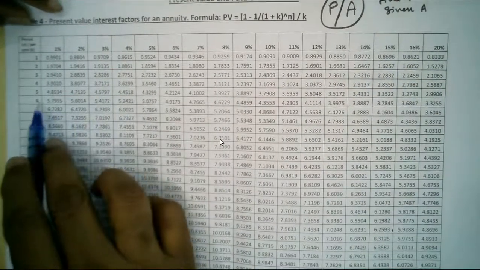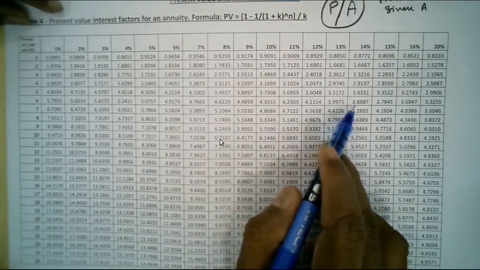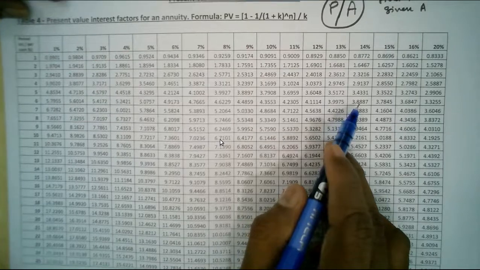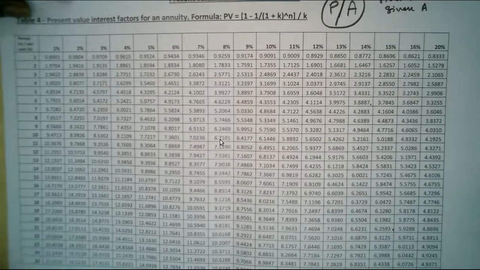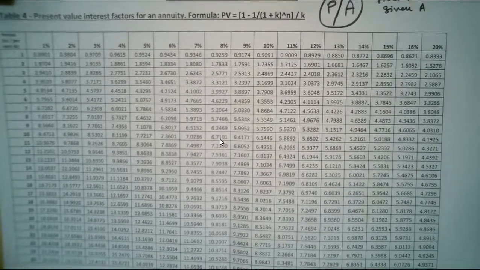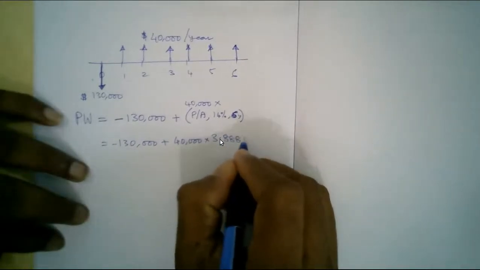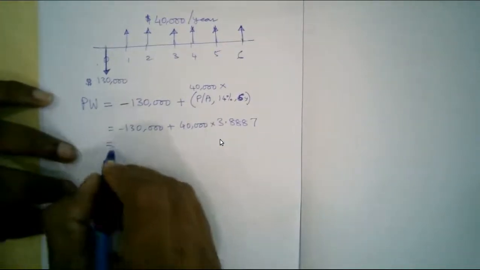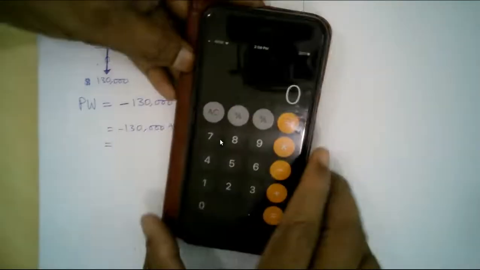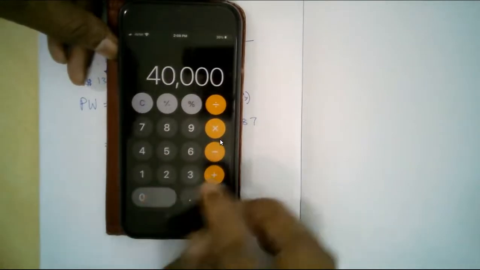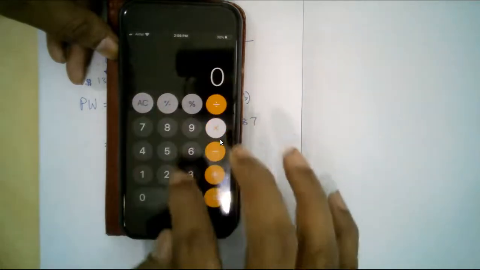So here 6 years is there. So I need to go horizontally for the sixth year and then 14%. So 3.8887 is the value. So once again confirm, 6 years and then 14%, 3.8887. Okay. So 3.8887. So now let us do this. So 40,000 into 3.8887.